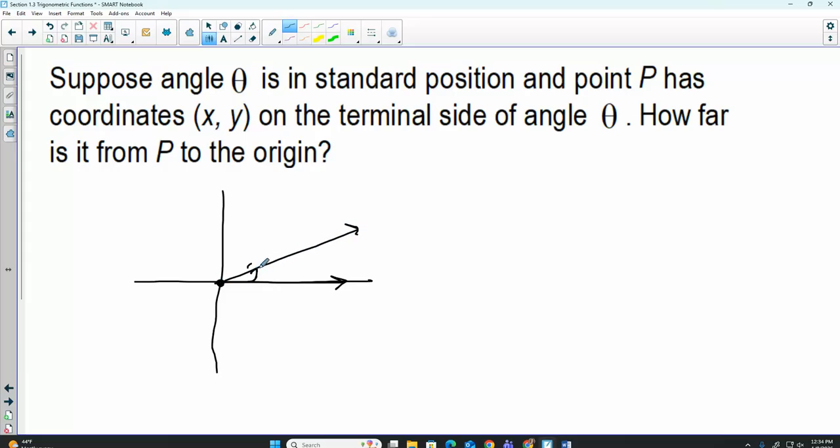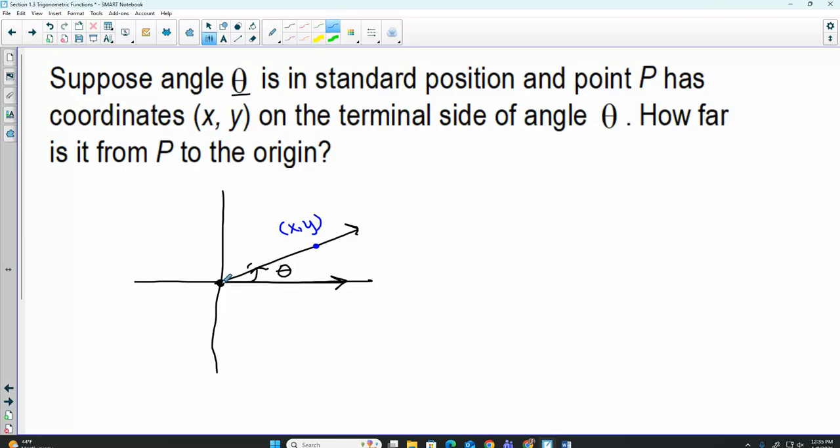So this is my angle. A lot of times angles have a Greek letter for their name. Theta is this one. It's just a Greek letter. It just means a variable. Okay, it's just the name of this angle. And point P has coordinates x, y on the terminal side of angle theta. So the terminal side is the ending side. And somewhere on that I have a point for a pair x, y.